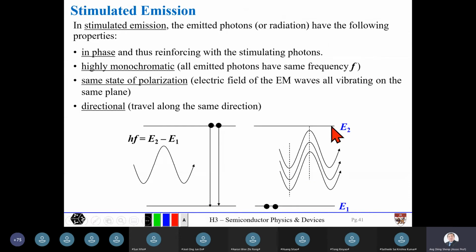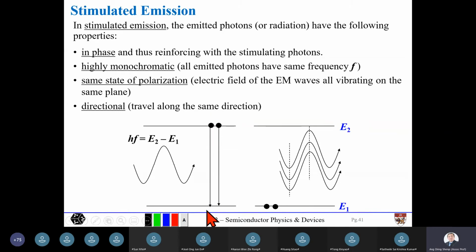So imagine you have two different energy levels, E2 and E1, only two. Now, stimulated emission can happen when a photon of exactly the same energy as E2 minus E1 is nearby. This photon can trigger the transition of an electron from E2 to E1. When this happens, the light that is emitted is called stimulated emission.